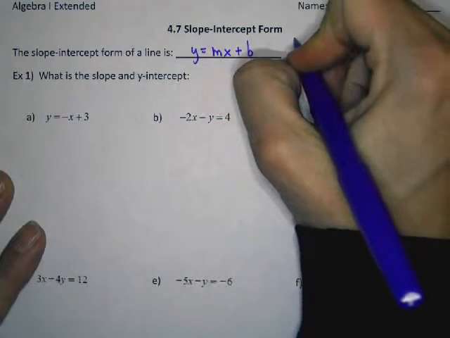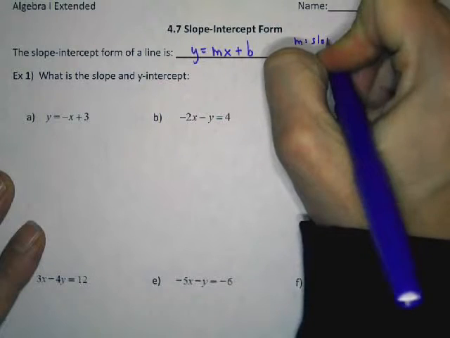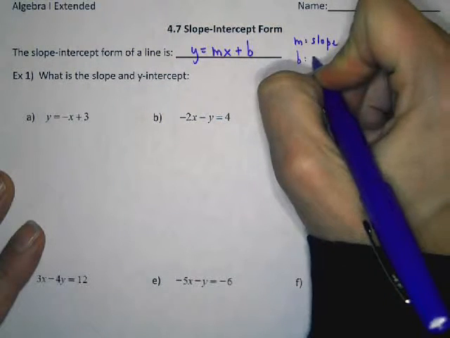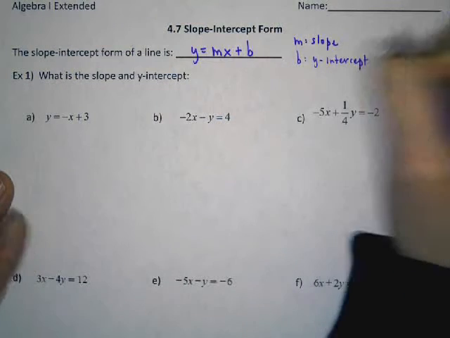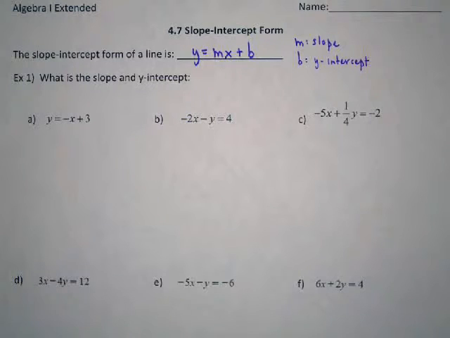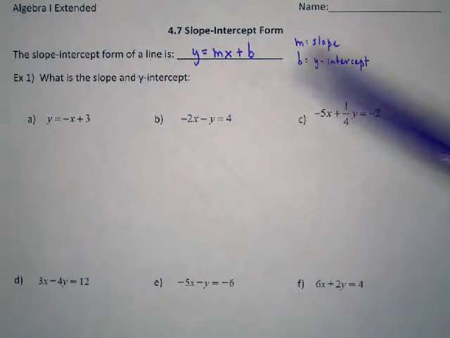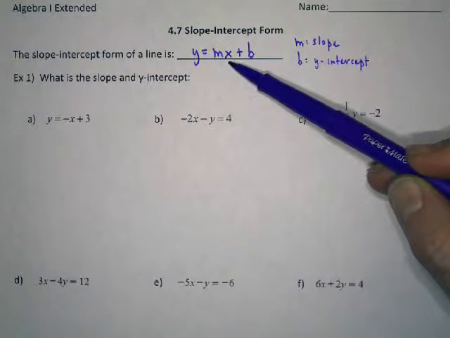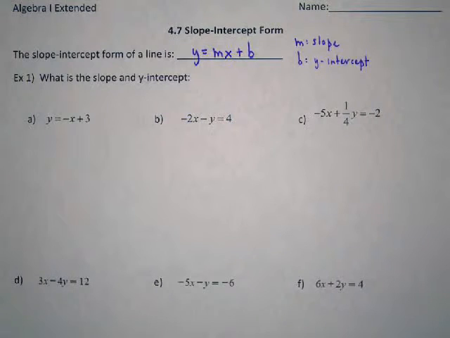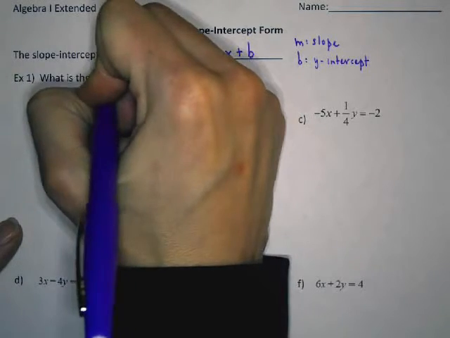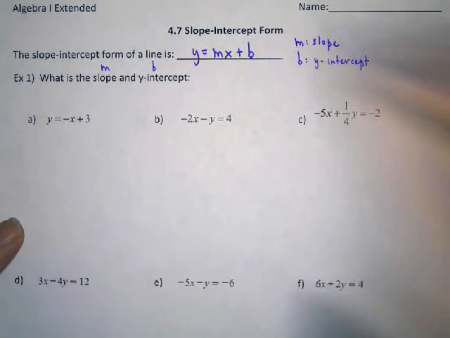And so really, the m stands for our slope, and the b is our y-intercept. So if I'm in function form, or what we're now calling slope-intercept form, my m is going to be the coefficient of x, and my b is the y-intercept. So the first thing that we want to be able to do, and what we're going to focus on for today, is being able to look at an equation and pick out the slope. Again, that's our m, and the y-intercept, which is our b.